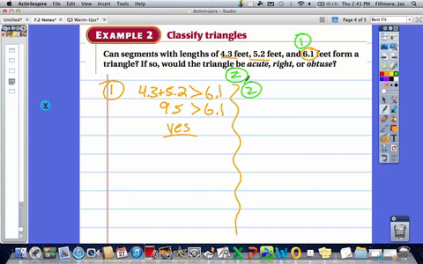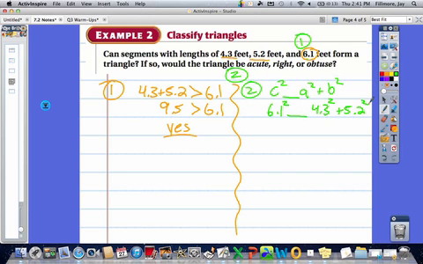Since it can, let's see what type of triangle it forms. So we'll use our Pythagorean converse. I don't know if it's going to be equal, if it's going to be greater than, or if it's going to be less than, so I'm just going to leave it blank, and we'll find out what's going to go there. So my largest side, C, my hypotenuse, is 6.1. A squared and B squared are 4.3 squared and 5.2 squared.